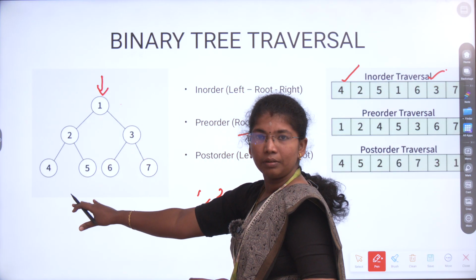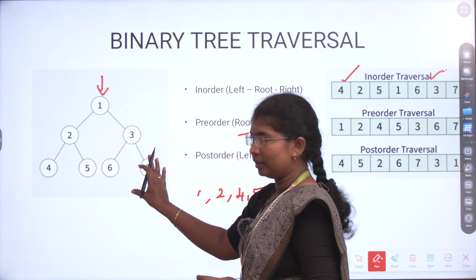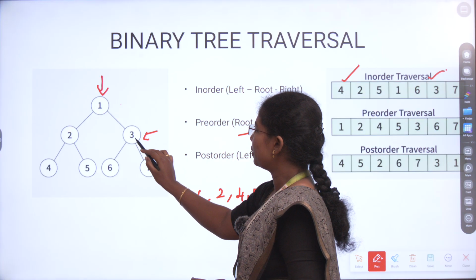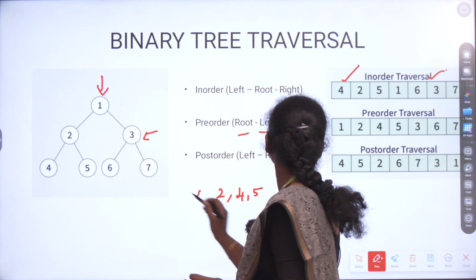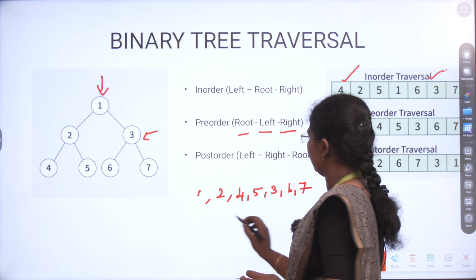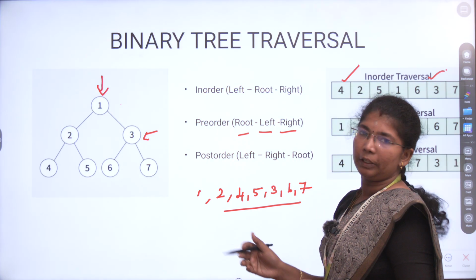So this side is over now and we are just moving to this side. Here we are having a root, that is 3. So 3, 6 and 7. So this is the pre-order.